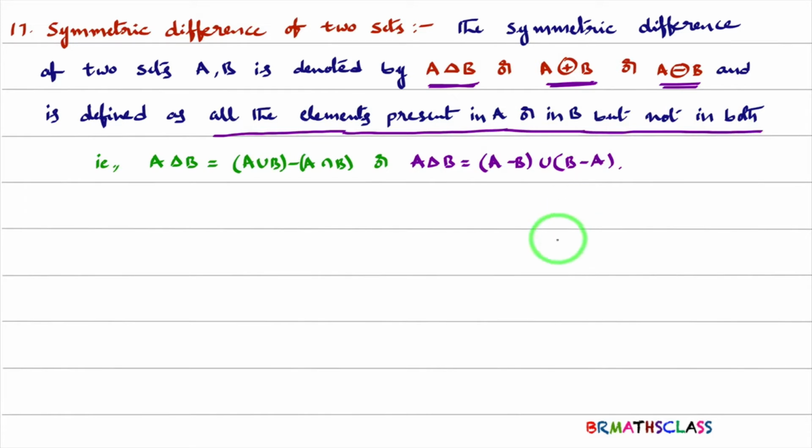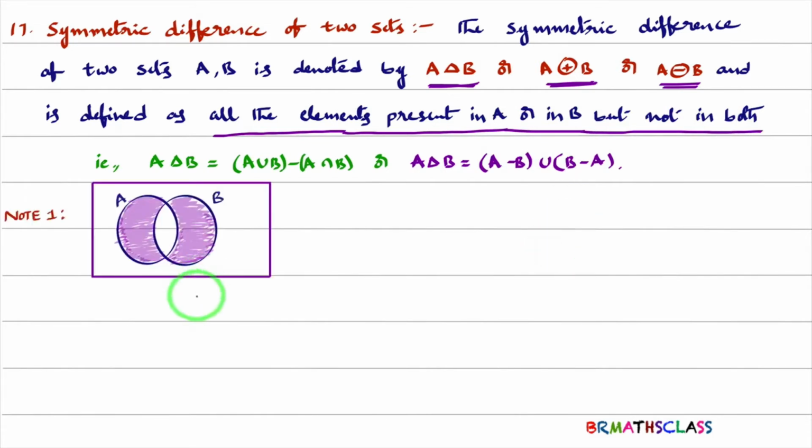We'll try to understand this by using a Venn diagram. You observe here, I consider two sets A and B. What is this shaded part? You can observe here, both the circles together are nothing but A union B. This full part is A union B. But observe the second part, that is the intersection of both the sets. This is A intersection B. Please observe this area. From A union B, if we remove A intersection B, then we will get this shaded part.